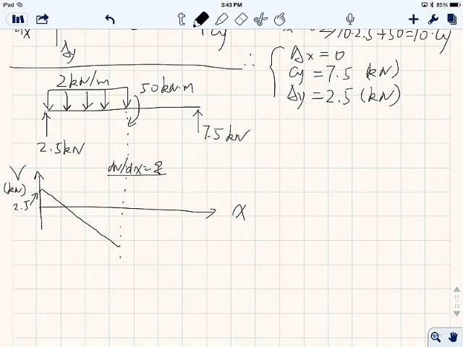Right? Okay, now there are 2 interesting points I want to solve for here. First one is here, second one is here, right? So I want to know when it reaches 0, and at half, how high the shear force gets up to, right? Okay, so next we're going to solve for these 2 points.